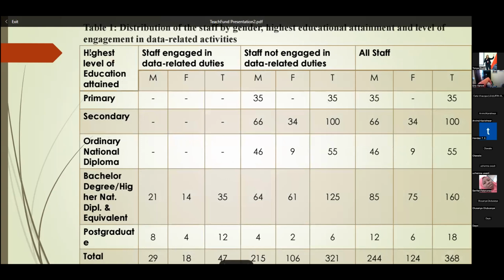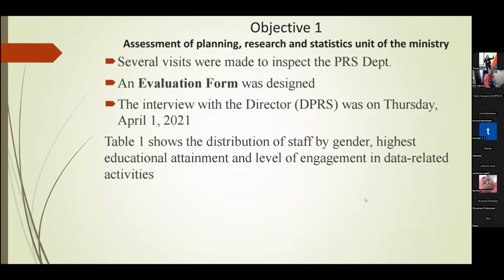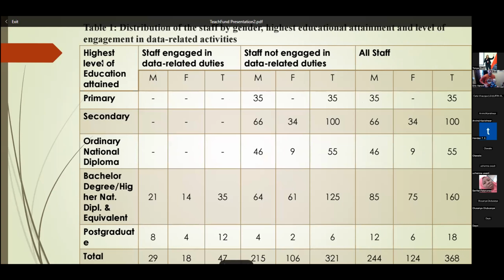If you look at this table, it shows the distribution of staff by gender, the highest education attained, and the level of engagement in data-related activities of the staff of the ministry. So you see that for bachelor degree and higher national diploma holders, we have 21 males and 14 females who engage in data-related duties. So the total is 35.